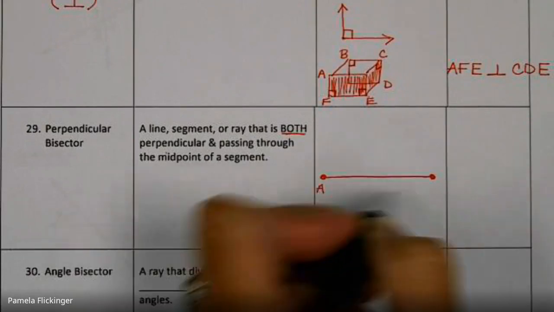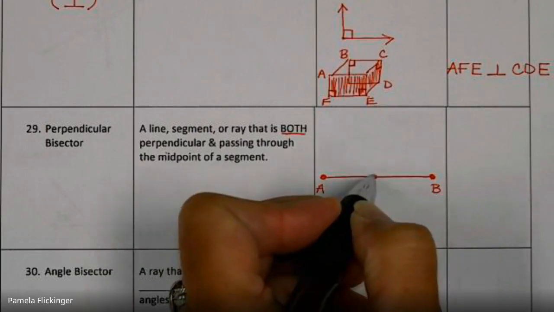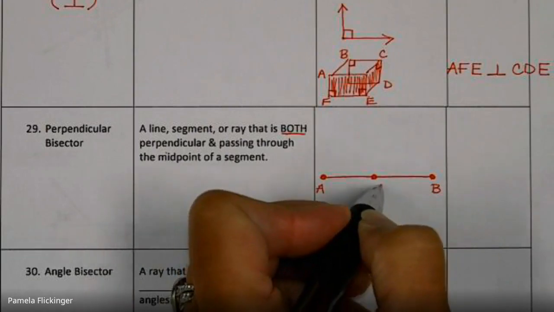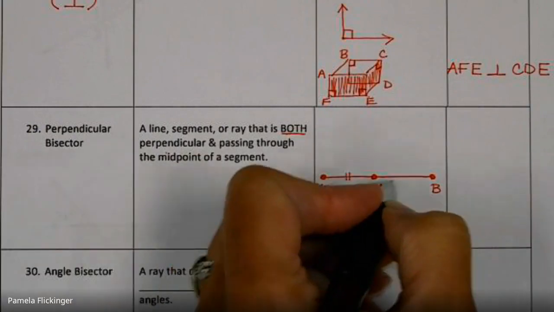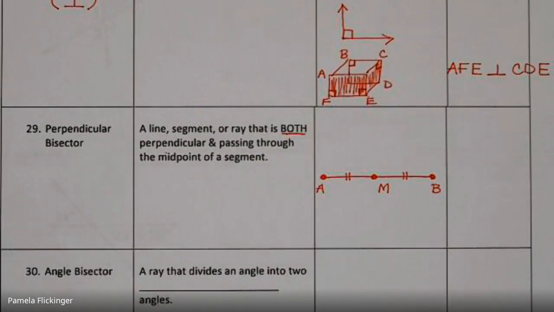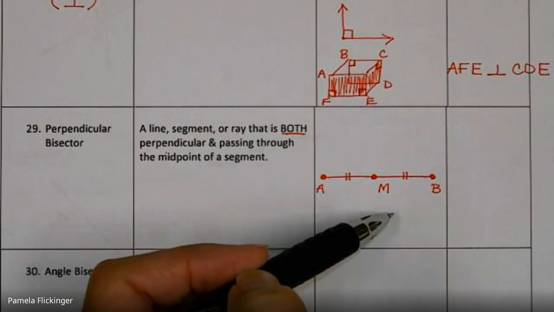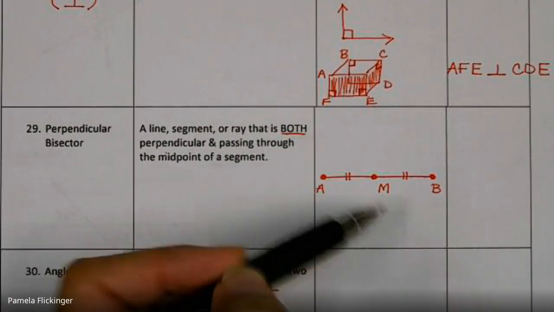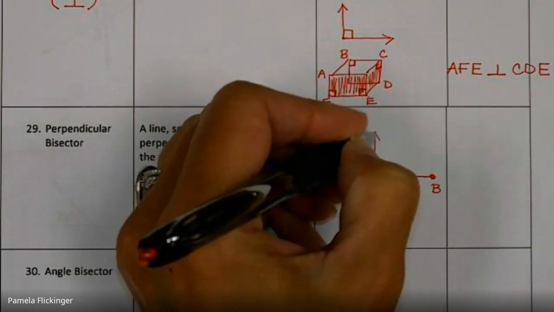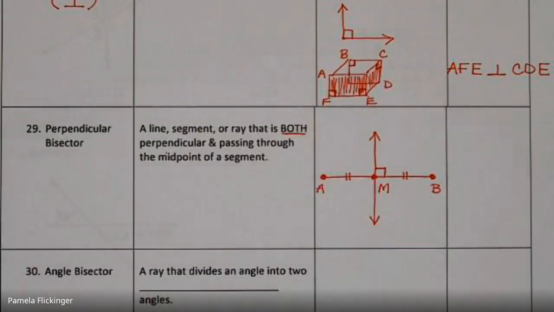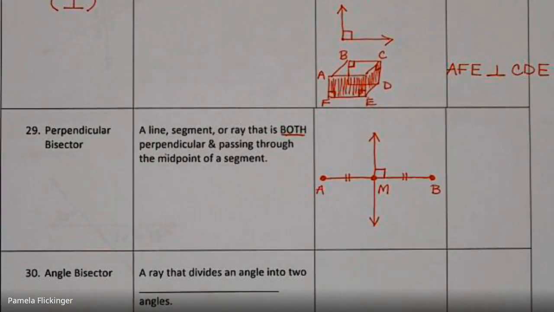We'll call this AB. And let's identify the midpoint and we'll call that M. Now remember, to identify a midpoint, we have to show that we have 2 smaller congruent segments. Now, we've talked about a segment bisector before, which could be a line, a segment or a ray that passes through this. But if it's going to be a perpendicular bisector, then it must not only go through the midpoint, but it must also be perpendicular and form a right angle.